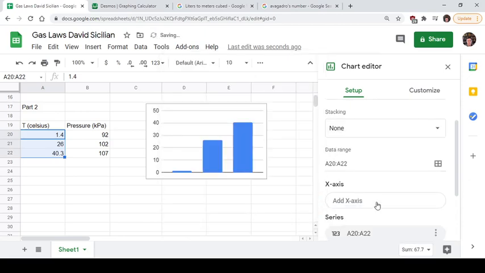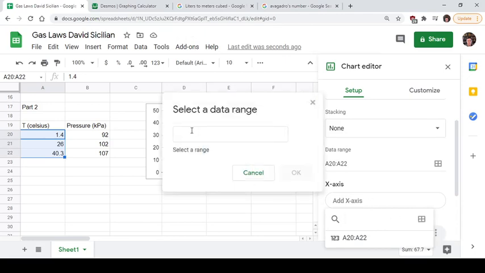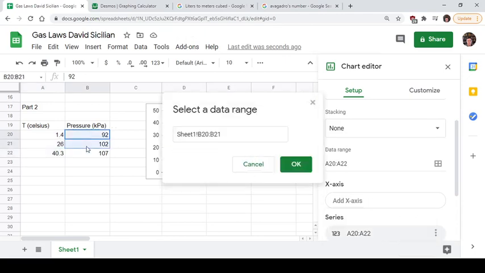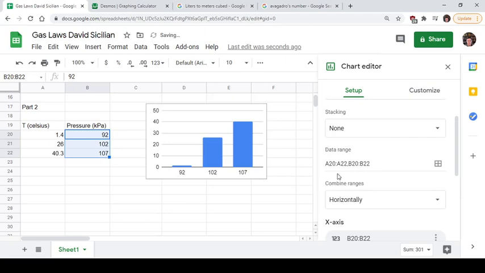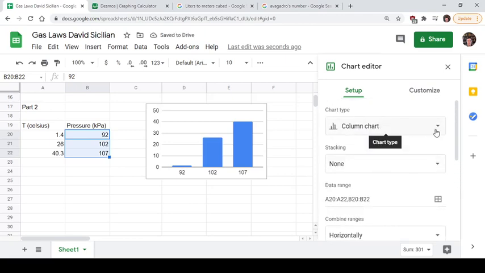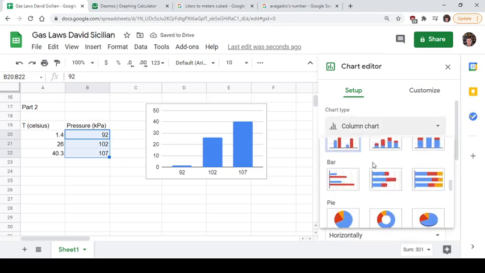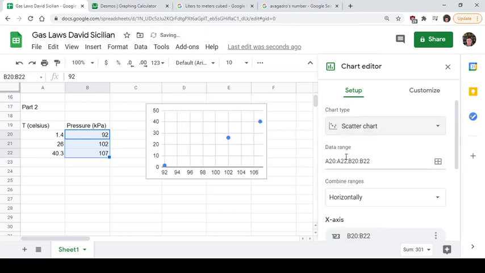Okay, and then go to your x-axis, click on that, choose this button for selected data range, and click in there and do your pressures. So we'll have temperature on the y-axis, pressures on the x-axis. Oh, and I forgot to change this into a scatter plot. So hopefully it fixes that. Looks like it did.